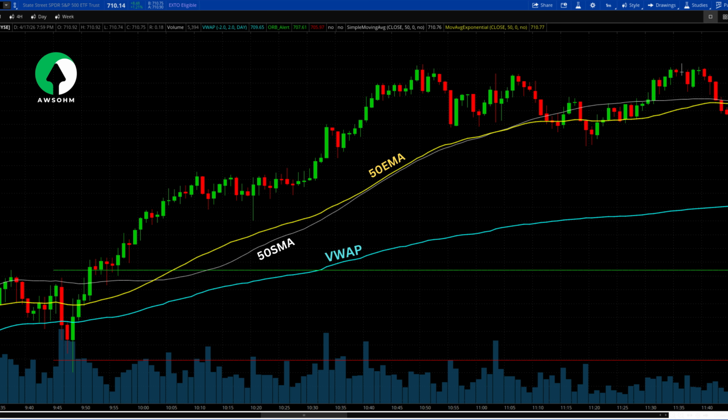Trend alignment strategy: 50 SMA plus MACD. Use the 50 SMA as the directional filter. Only take long trades when price is above the 50 SMA and it is sloping upward.